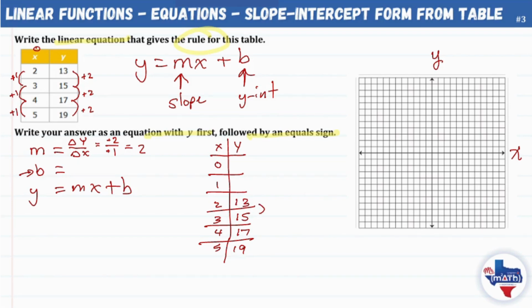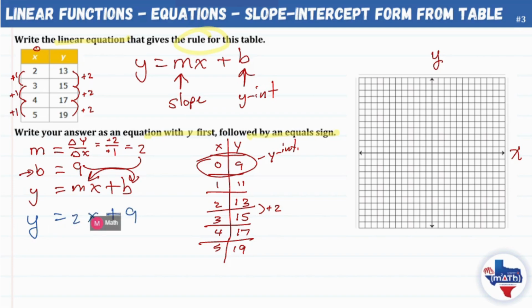So, if we're increasing by 2 each time, I just need to go backwards. So 13 minus 2 would be 11. 11 minus 2 would be 9. So there's my starting point. My y-intercept is 9. So my b value is 9. So now I can write my equation. 2 for m, 9 for b. Y equals 2x plus 9. Let's graph that and see what happens.